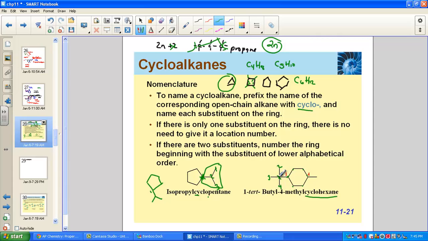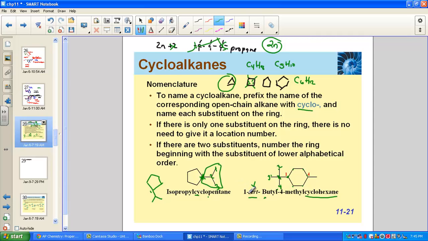The carbon that's coming off the ring here has 3 carbons attached to it. That's where the tert comes from. So tertiary means that the carbon attached to the ring is branched with 3 carbons on it. We had discussed that in an earlier lesson. So tert does not become part of the alphabetizing priority, just like primary, secondary, tertiary. So carbon number 1 is given priority because of the B from butyl. 1-tertiary-butyl, and on the other side we have carbon 4, methyl, cyclohexane.